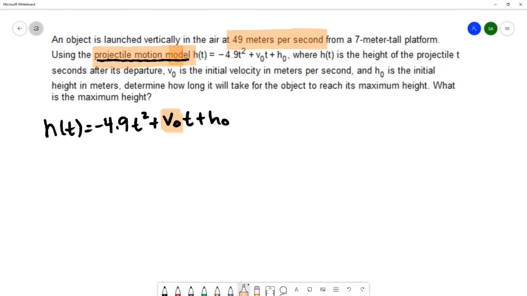It also has h naught. h naught stands for initial height. And we are given the initial height of this object. It is a 7-meter tall platform. So that object is being launched from a height of 7 meters. So filling in that information, we now have a complete projectile motion model for the situation that we're presented. So that's negative 4.9 t squared plus 49 t plus 7.